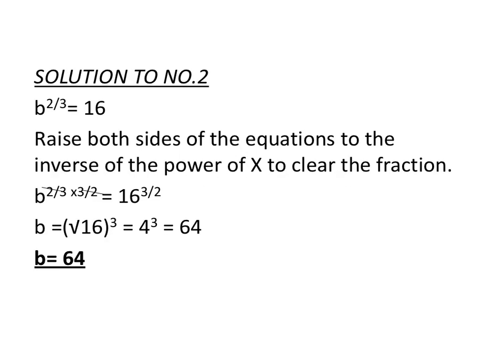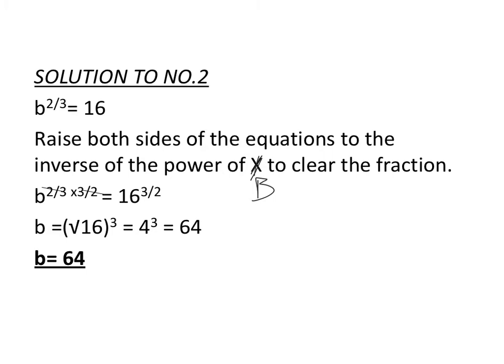Solution to number 2. Number 2 says b raised to power 2 over 3 is equal to 16. We also do the same thing as before. We raise both sides of the equation to the inverse of the power of b to clear the fraction, and we'll have b raised to power 2 over 3 times 3 over 2. 3 over 2 is the inverse of 2 over 3. So b raised to power 2 over 3 times 3 over 2 is equal to 16 raised to power 3 over 2.